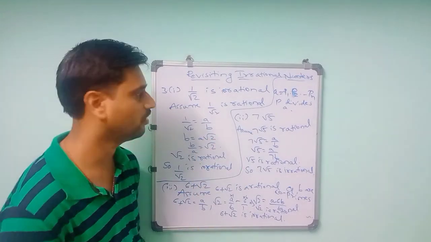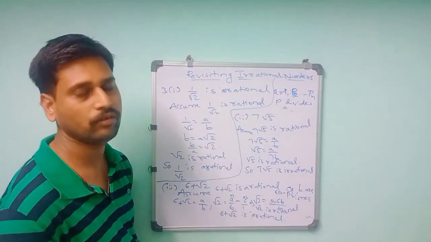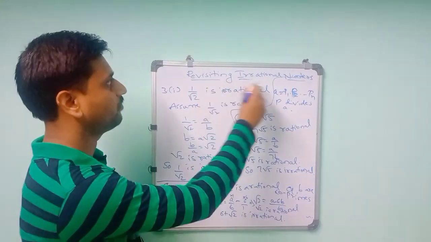So I think you understood this topic. So this completes the 1.3 exercise of Real Numbers, revisiting irrational numbers.